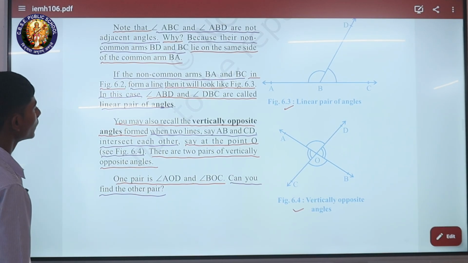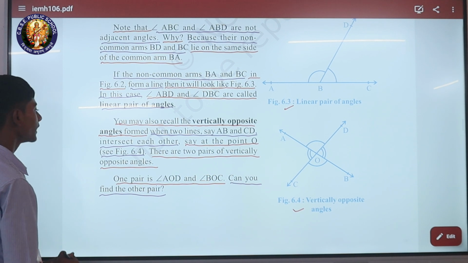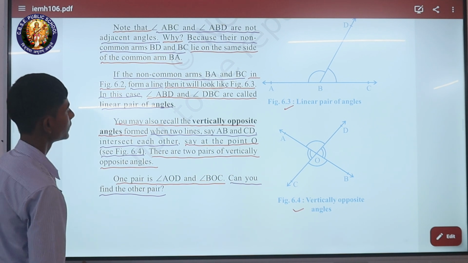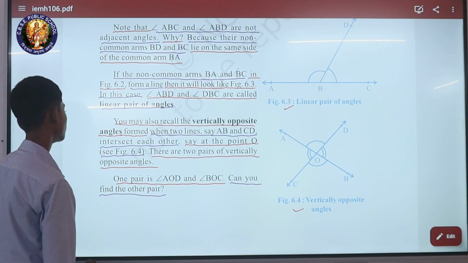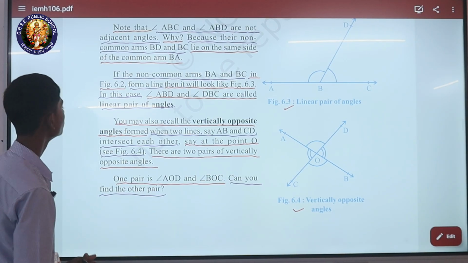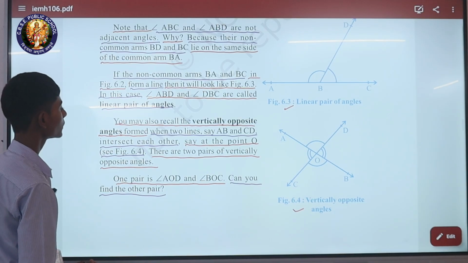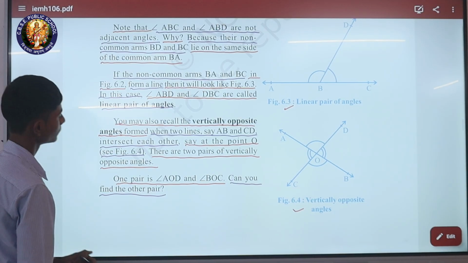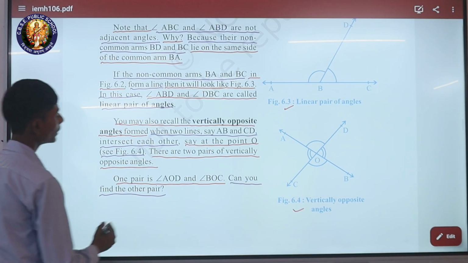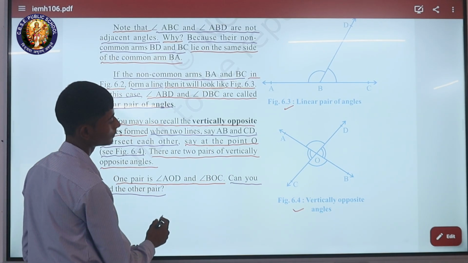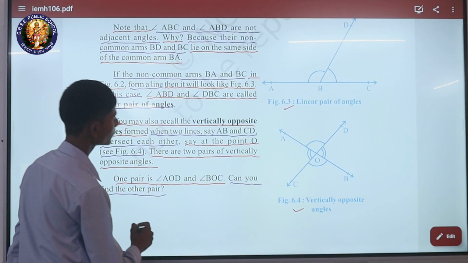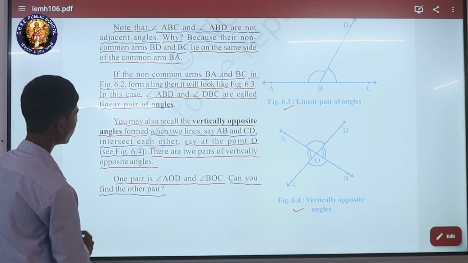You may also recall the vertically opposite angles formed when two lines, say AB and CD, intersect each other, say at the point O. See figure 6.4. There are two pairs of vertically opposite angles. One pair is angle AOD and angle BOC. Can you find the other pair?